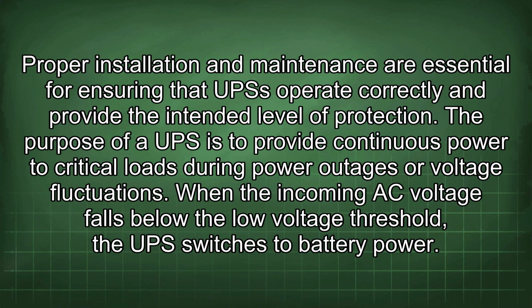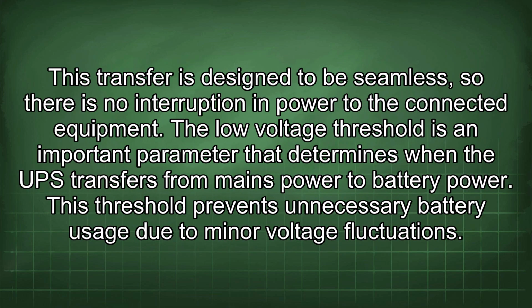The purpose of a UPS is to provide continuous power to critical loads during power outages or voltage fluctuations. When the incoming AC voltage falls below the low voltage threshold, the UPS switches to battery power. This transfer is designed to be seamless, so there is no interruption in power to the connected equipment.